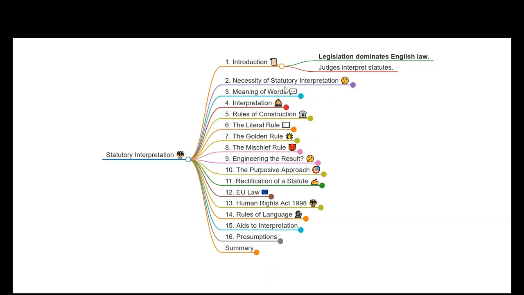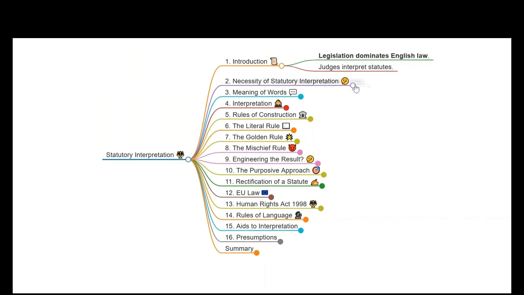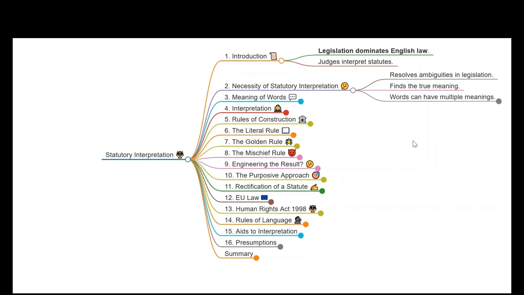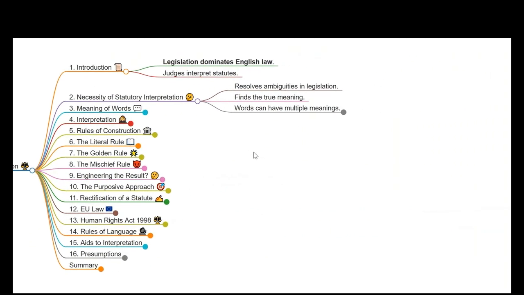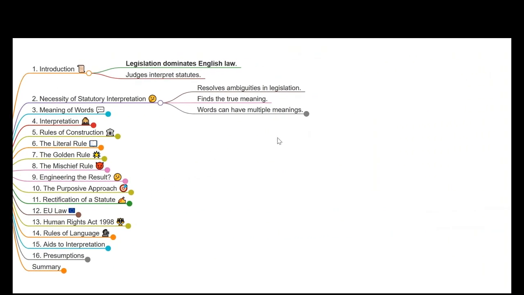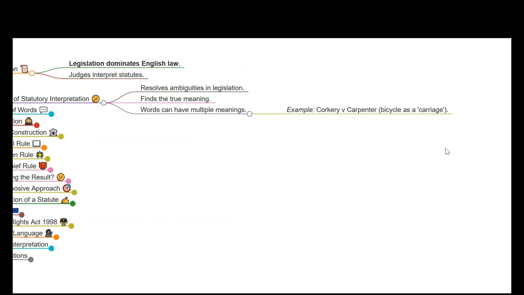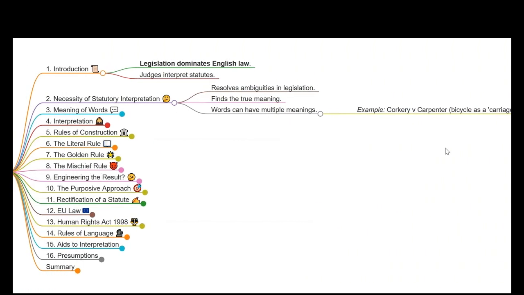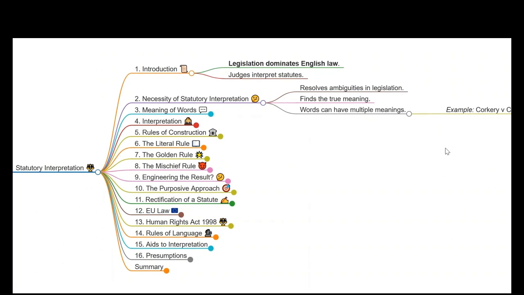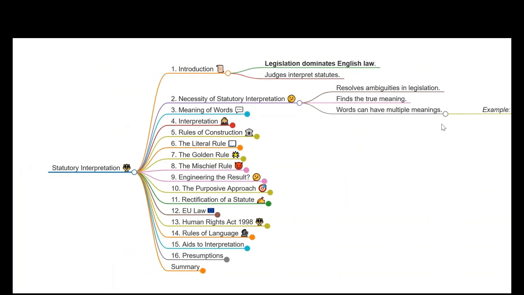2. Necessity of statutory interpretation. Statutory interpretation is necessary to resolve ambiguities in legislation and find its true meaning. Even seemingly simple words can have multiple meanings. Consider the classic case of Corkery v. Carpenter. The court had to decide whether a bicycle was a carriage under the Licensing Act of 1872. This shows how everyday terms can become points of legal contention.